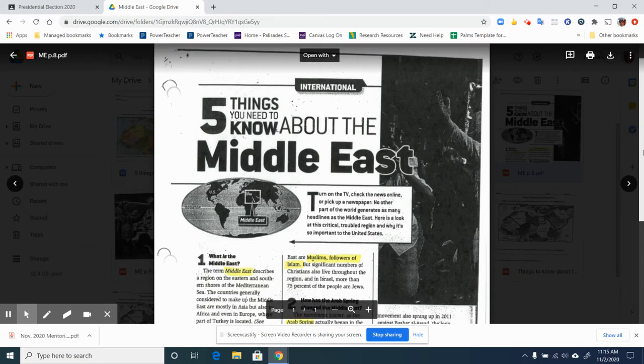I'll be reading this article aloud to you. You can read on your own. I've also posted this for you in Google Classroom so you can read it on your own. But if you would like me to read it to you, I'll be reading and explaining some things, which is the purpose of this recording.